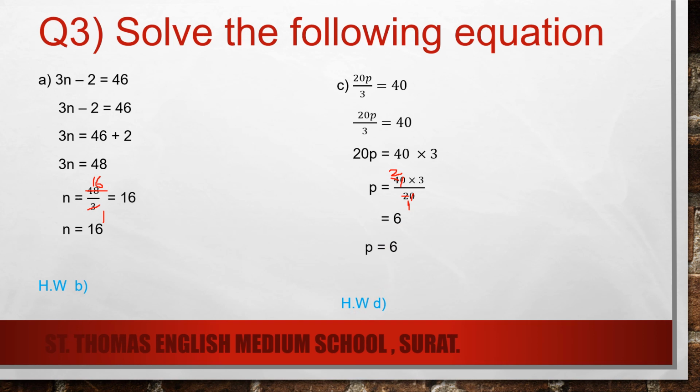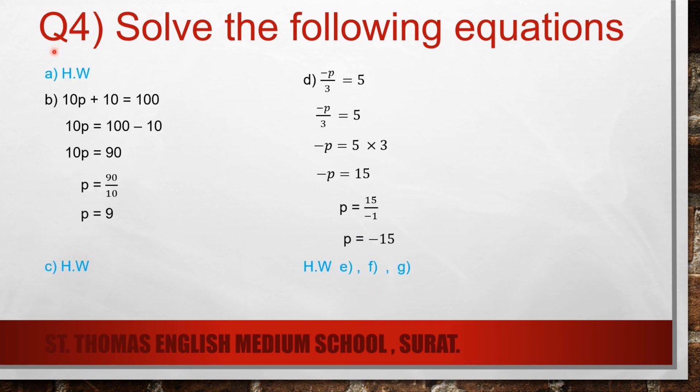Question number D, you can do it as homework. Question number 4. Solve the following equations. A. This you can do it as homework because it's very easy. Question number B. 10p plus 10 is equal to 100. Now you have to do it step by step. Don't do very fast. Don't take all the things together here, then you will be confused. So here plus 10, that we will take here. So 10p is equal to, first you write RHS, plus 10 goes here become minus 10. 100 minus 10, that is 90.